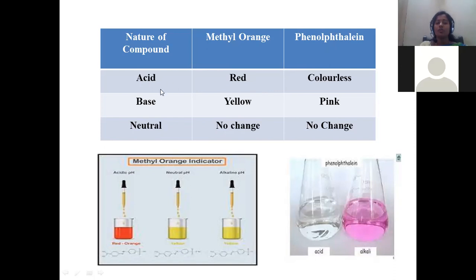If HCl is added with 2 drops of phenolphthalein, it will be colorless. When sodium hydroxide, the simplest example of a base, is added with 2 drops of phenolphthalein indicator, you can observe pink color. Pink color will appear. You can infer that the given compound is a base. If neutral, no color change will appear, right? So in this way, acid, base, and neutral can be distinguished by using synthetic reagents like methyl orange and phenolphthalein, right?